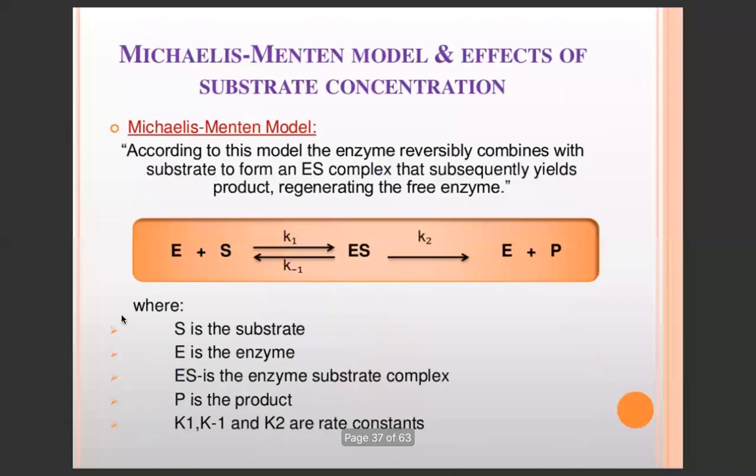Now this is the Michaelis-Menten model. Enzyme is attached to substrate by K1. Then, by the reaction, the enzyme-substrate complex is further catalyzed to enzyme and product. This is denoted by K2.